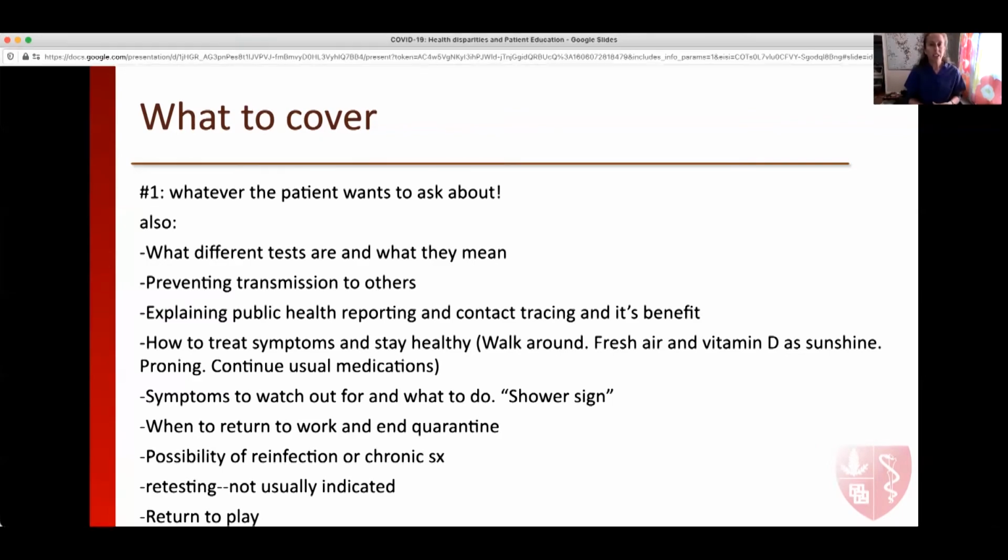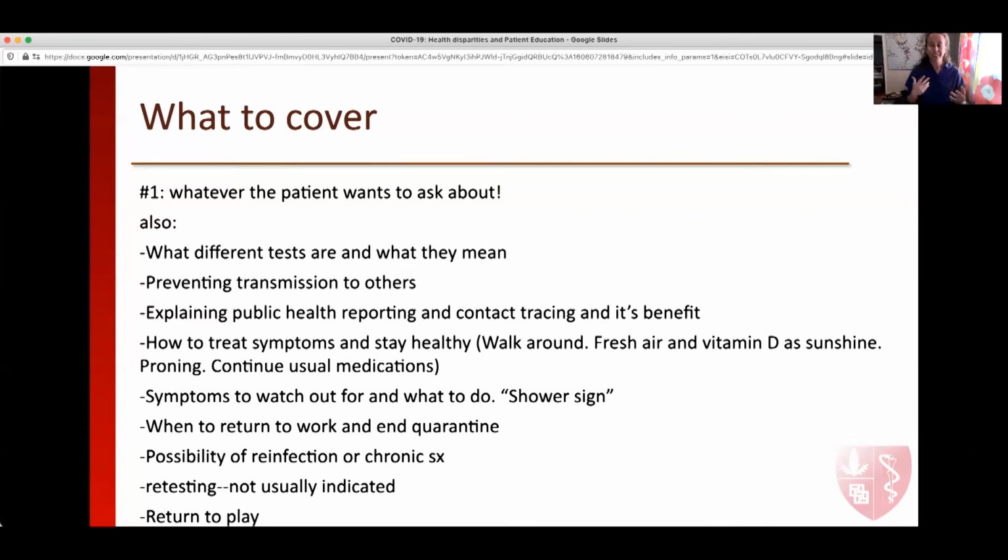There is a possibility of getting chronic symptoms. That's in the news a lot. We're still learning a lot about it. Most people don't get chronic symptoms. Some can. Tell people, don't worry. I'm here for you. We're going to support you and figure things out.